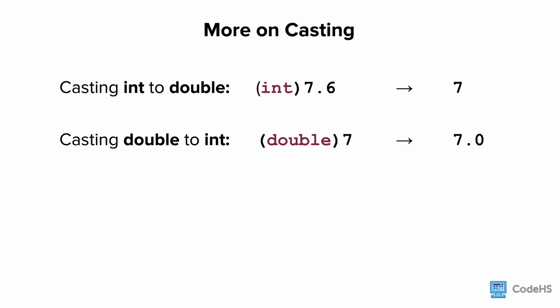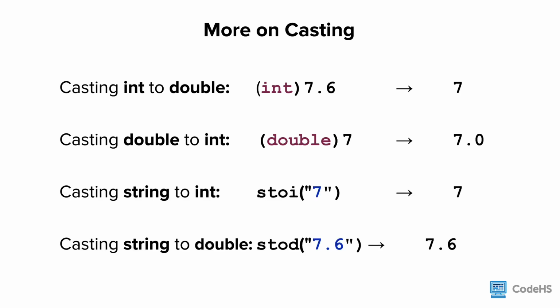It is possible to cast variables to many different forms, but here are some of the more common ones. To cast between an int and a double, you use the keyword int or double inside of parentheses before the number that you want to cast. When casting a double to an integer, the value will get truncated.